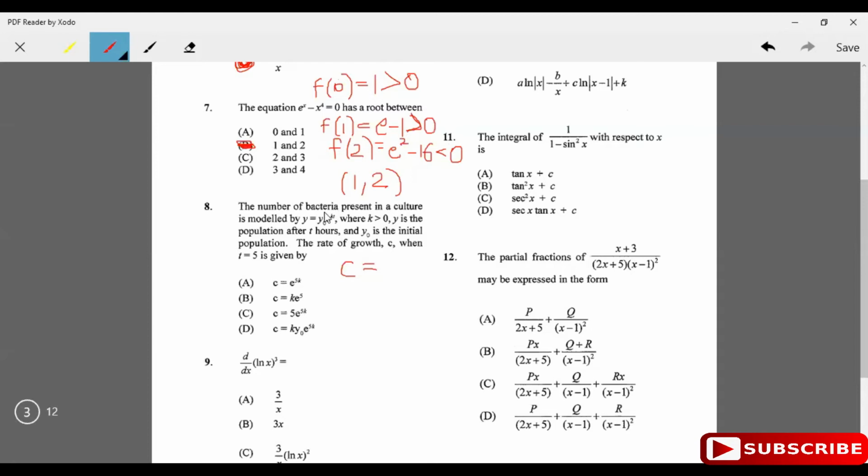And t equals 5. So let's differentiate this first. We have e to the kt. When you differentiate e to the kt, it's ke to the kt. And so we get k times y naught e to the kt times e to the kt. That's how we differentiate it. And then, as he said, they wanted it when t was equal to a particular value, when t is 5.